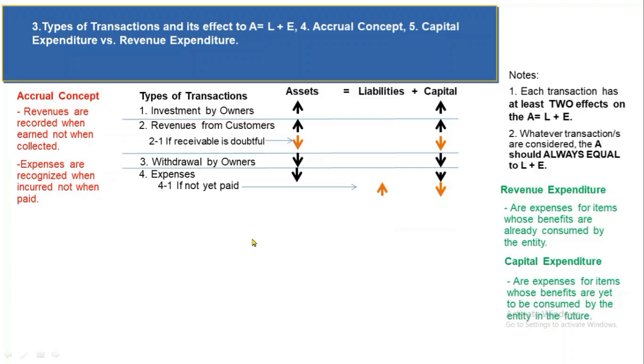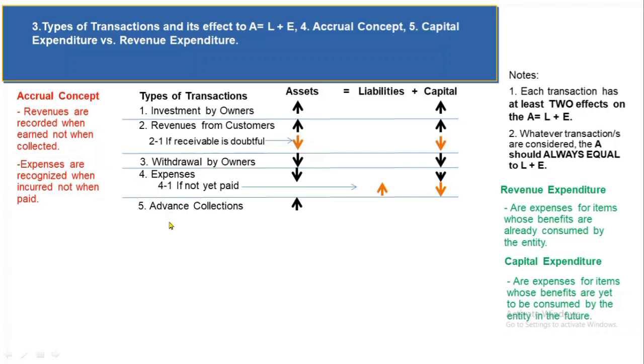Next is we have advance collections from customers. So if we have this, then logically, of course, our assets will increase, specifically the cash. But we are not still going to increase the equity account because they are not yet considered as revenues, because we have not yet delivered services or products to the customers. Let's go back to the accrual concept. It said that revenues are recognized or recorded when earned and not when collected.